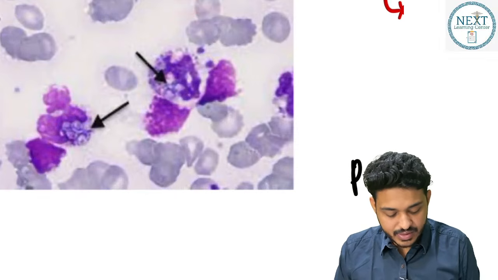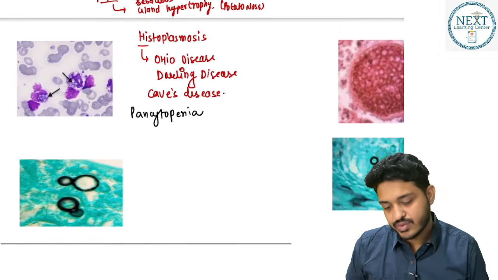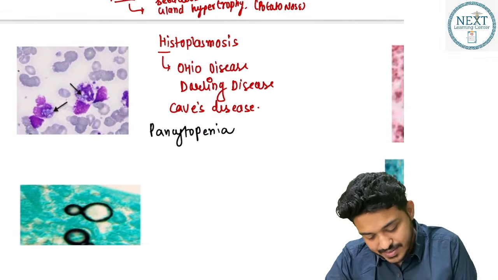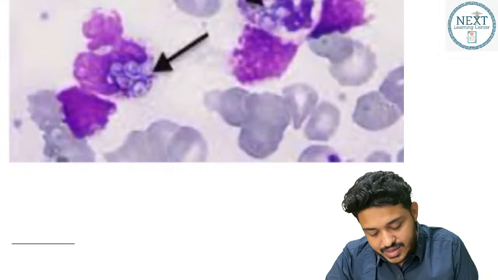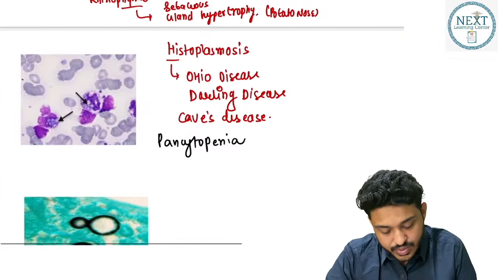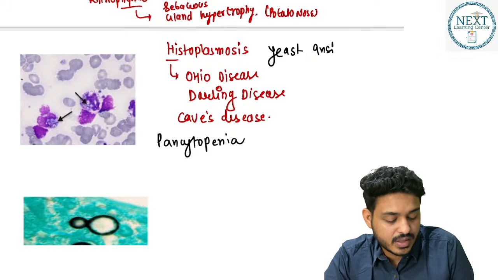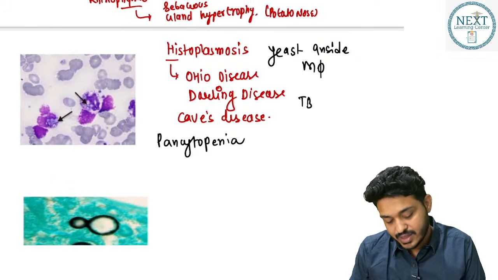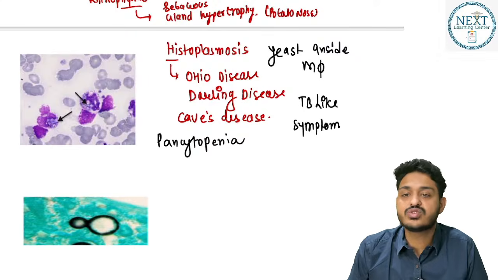You can appreciate these pale cells, which ones are these? These are going to be your RBCs, right? Here in histoplasmosis you are going to find what? Macrophages. These bigger cells are going to be your macrophages. And what you can appreciate here, inside the macrophages we are finding these round yeast cells. This is a true yeast, right? So you are going to find yeast inside macrophage. What kind of symptom will this person have? TB like symptoms are going to be there. So this is a case of histoplasmosis, right?